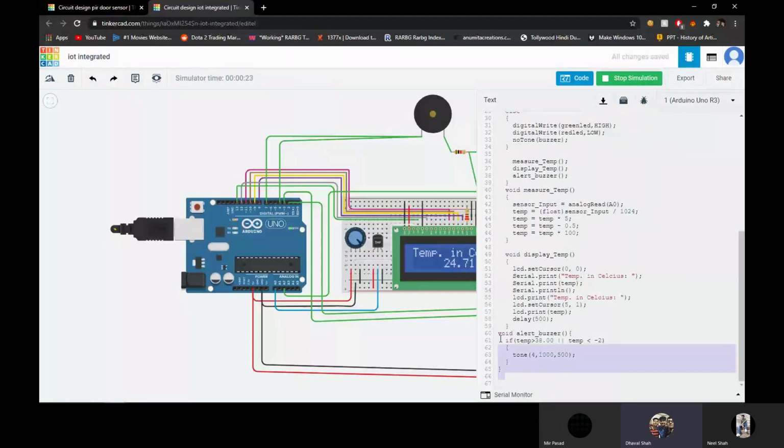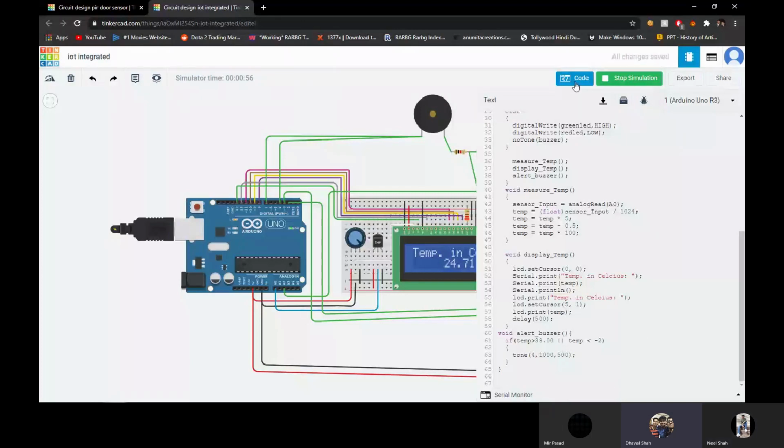Now if we look towards the code, we have a display underscore temp function and an alert underscore buzzer function, in which we can clearly see an if condition: if the temperature is greater than 38 degrees or less than -2, then we have used a tone function which takes three parameters, that is 4, 1000, 500. 4 is the buzzer pin, 1000 is the frequency, and 500 is the time duration in milliseconds. And the display function is just displaying the temperature in Celsius.